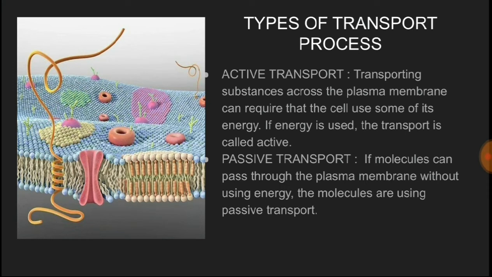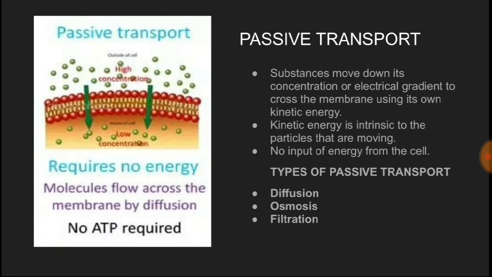Now there is another type of transport process, which is passive transport. If molecules can pass through the plasma membrane without using energy, these molecules are using passive transport. So when there is no use of energy by the molecules to pass through the plasma membrane, it is called passive transport. It is as simple as the names say, active and passive. Moving on, what is passive transport and what are the important things that we have to study in passive transport? I've put an image, just read it, we'll read it.